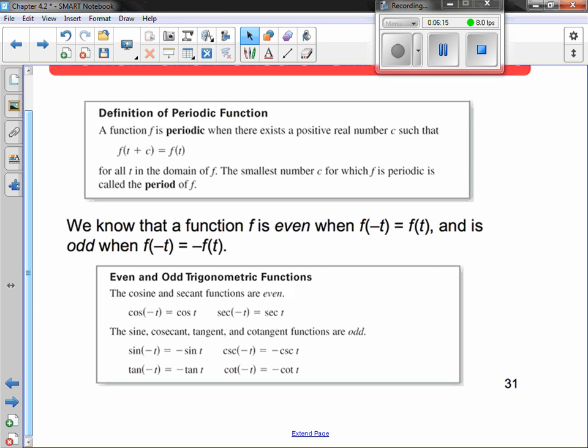So cosine of negative t is equal to cosine of t. Secant of negative t is equal to secant of t. Sine of negative t is equal to negative sine of t. And tangent of negative t is equal to negative tangent of t. And the same for cosecant and cotangent. Any questions on this here?